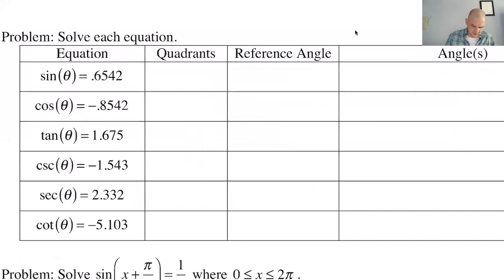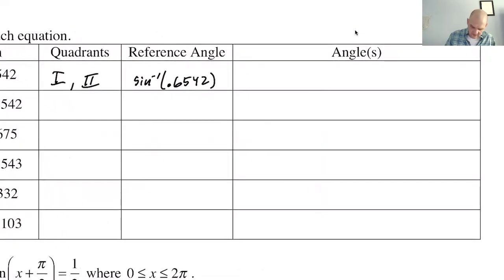All right, so what quadrant? Sine is positive, so that's quadrants 1 and 2. The reference angle is the sine inverse of 0.6542, which I'm going to copy and paste here to save me some time.